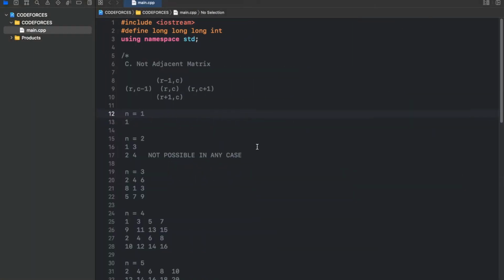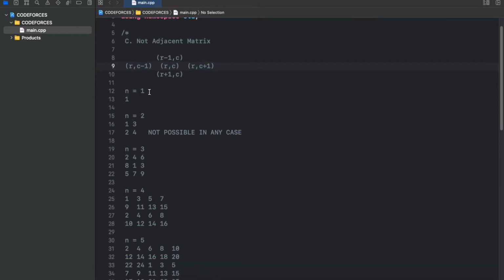This is the code actually, and I have written something in comments to make you understand properly. So let's say we are given a cell R comma C, so the cells above it, below it, after it and before it must not be adjacent to it. So how do we do that?